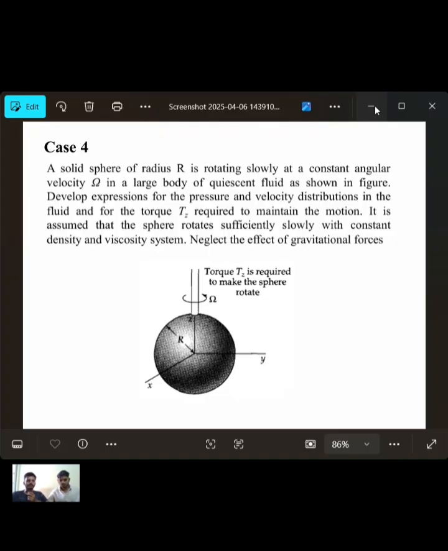It also shows that torque is proportional to our viscosity, our angular velocity omega, and the cube of our radius. A large radius means larger torque is needed for rotating the sphere. And if we need a very high angular velocity for rotating the sphere, we need higher torque. It is obvious that as angular velocity is high, more torque will be needed.